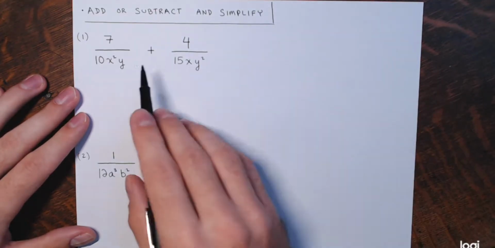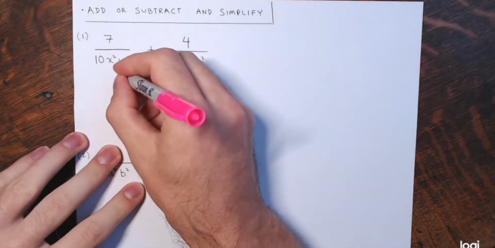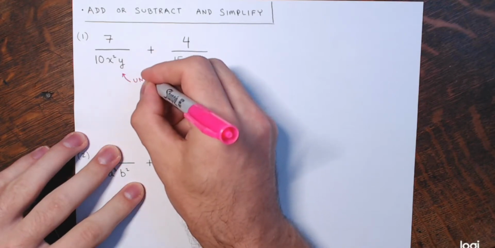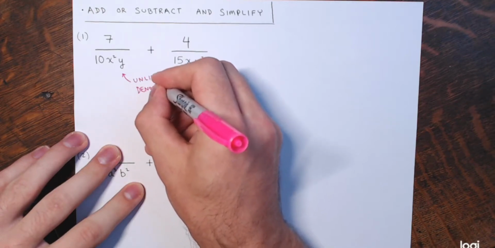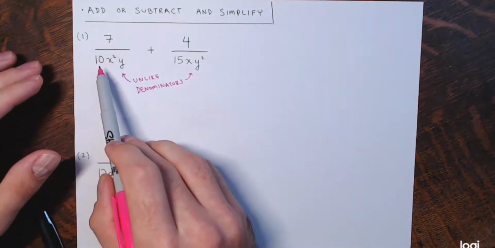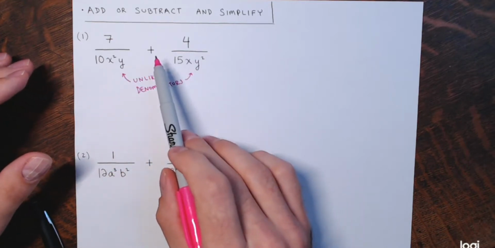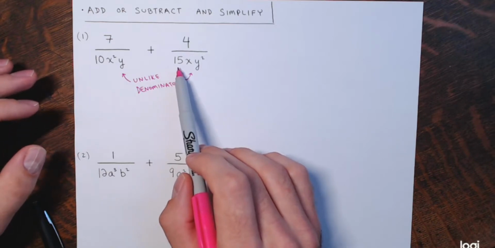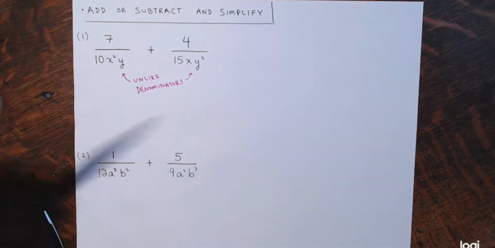Notice, as it said in the title of the video, that we're looking at fractions here that have unlike denominators. The first fraction has a denominator of 10 times x squared times y, and the other fraction that we're adding to it has a denominator of 15 times x times y squared. A totally different denominator, totally different expression.